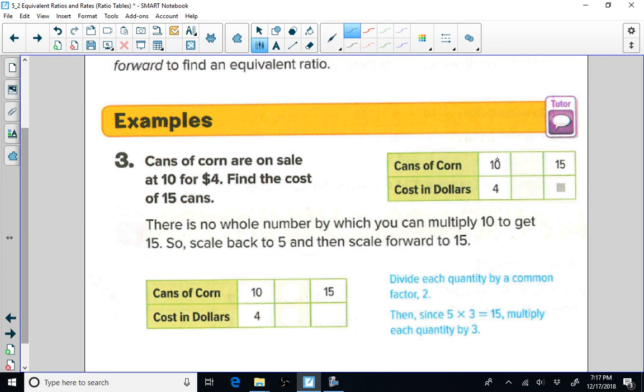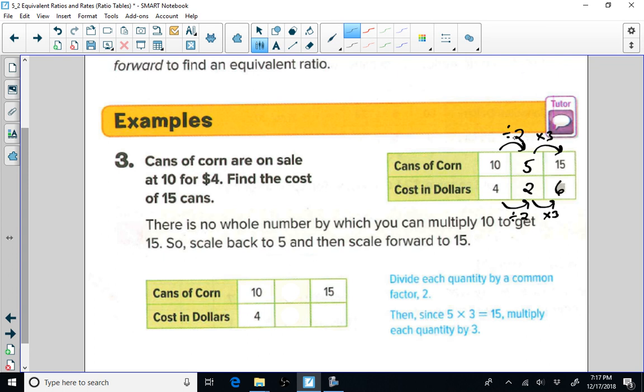So I see 10 and 4 are both divisible by 2 because they're even numbers, so I'm going to start by dividing by 2. To make an equivalent ratio, I'm going to divide by 2. 10 divided by 2 is 5. 4 divided by 2 is 2. Now, to go from 5 to 15, I'd have to multiply by 3. So I'd have to multiply the denominator part of my ratio by 3 as well. 2 times 3 is 6.